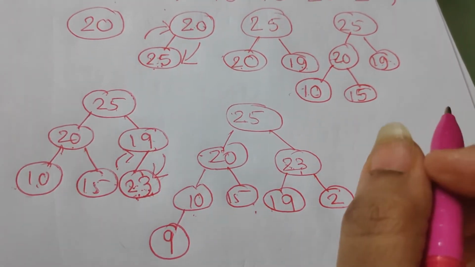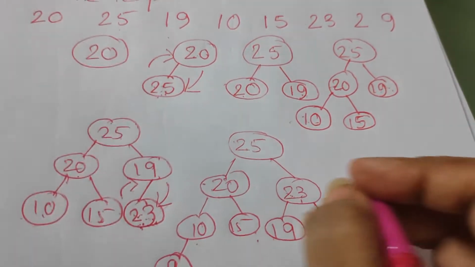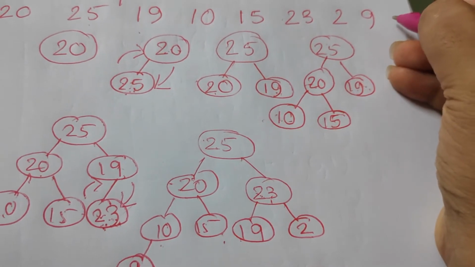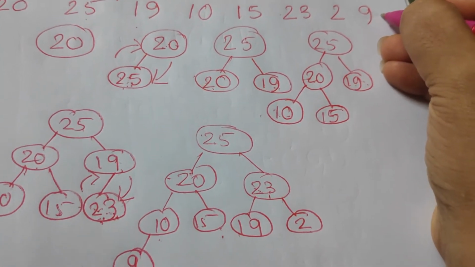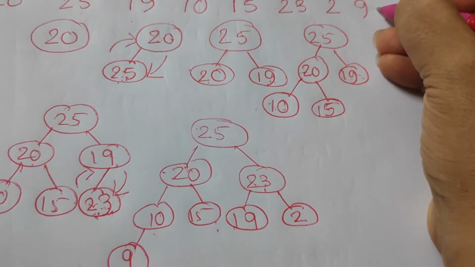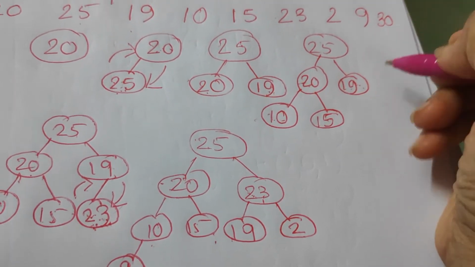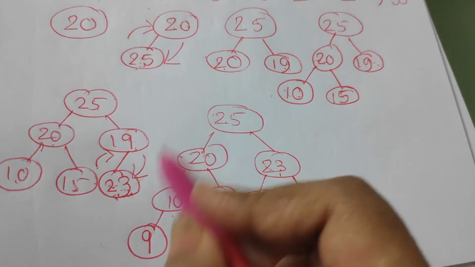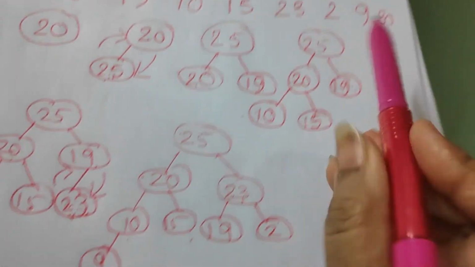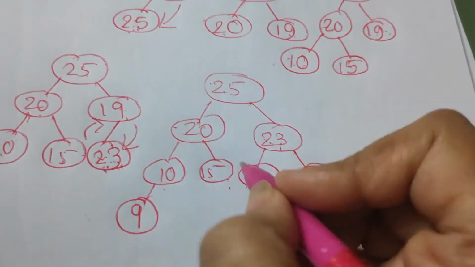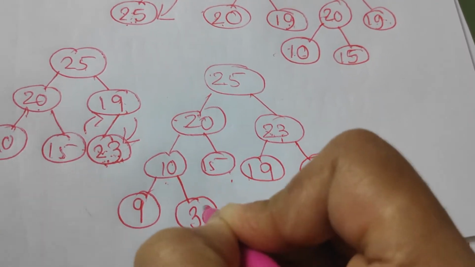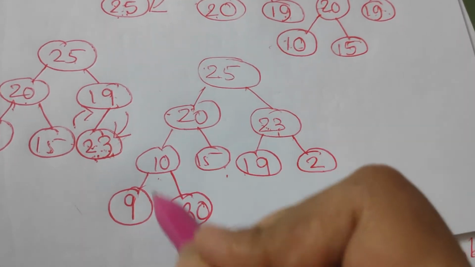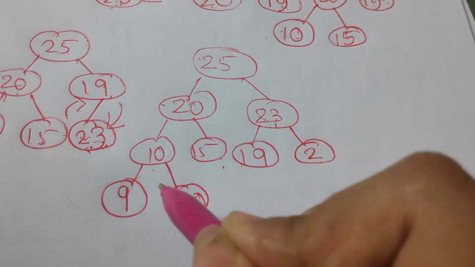Now, just for the sake of understanding, let us insert a number 30 in the heap. When we insert 30 in this tree, 30 would be inserted as the right child of 10. Now this will not be a max heap.